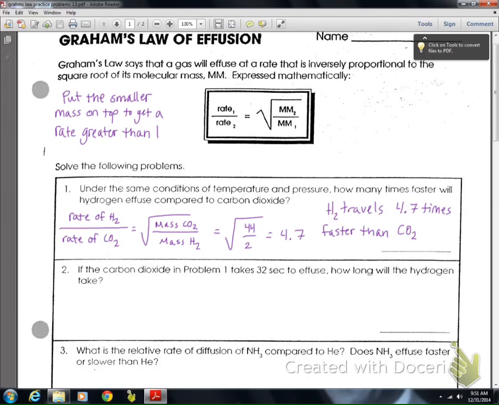The next question says, if carbon dioxide in problem 1 takes 32 seconds to effuse, how long will the hydrogen take? So we've got to think to ourselves, if carbon dioxide takes 32 seconds and hydrogen travels faster than carbon dioxide, am I going to multiply or divide my rate to figure out how long the hydrogen will take? Because hydrogen should move faster, and I know that carbon dioxide takes 32 seconds, hopefully you understand that we should have a division problem here to figure out that the hydrogen would take 6.18 seconds because it moves 4.7 times faster than carbon dioxide.